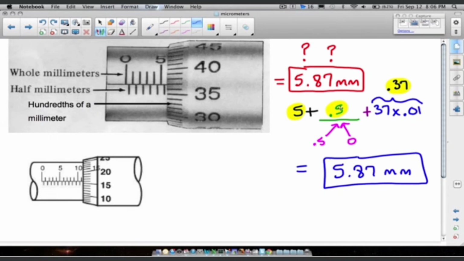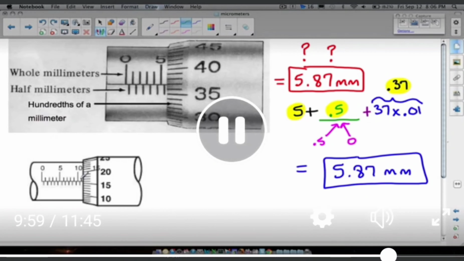So let's apply that same step to this one down here. Whole millimeters, 5, there's 10. Notice we see 11 as well.